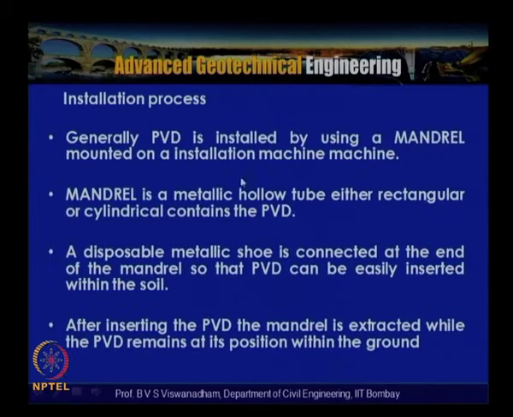Now the installation: the PVDs are installed by using a mandrel mounted on an installation machine. The mandrel is a metallic hollow tube, either rectangular or cylindrical, which contains the PVD. A disposable metallic shoe is connected at the end of the mandrel so that the PVD can be easily inserted within the soil. After inserting the PVD, the mandrel is extracted while the PVD remains in position within the ground.